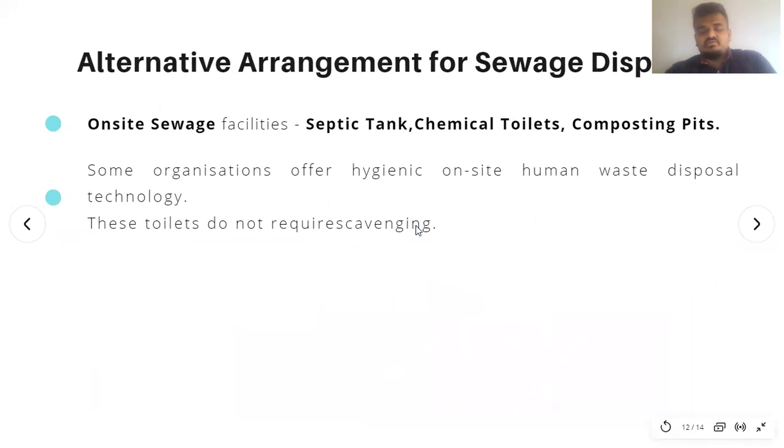Moving forward to the next topic: alternative arrangements for sewage disposal. What can we do if people are suffering from a lack of sewage facilities? We just have to find some alternative arrangements. First of all, on-site sewage facilities: septic tanks, chemical toilets, and composting pits are some main ones.